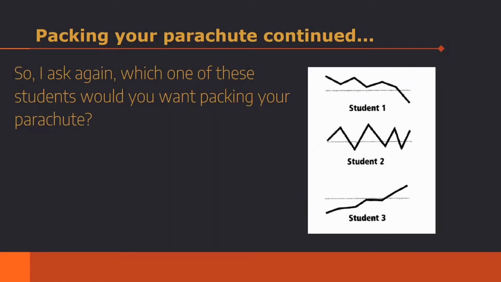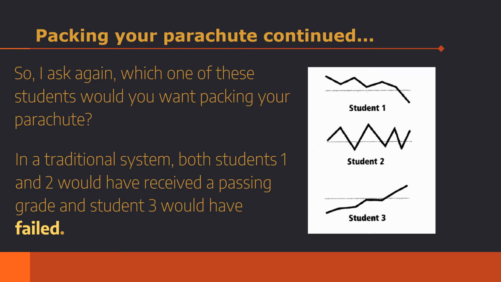So we ask again, which one of these students would you want packing your parachute? Student 1, student 2, or student 3? Most people will say student 3. But here's the kicker. In a traditional system of grading, both student 1 and student 2 would have received a passing grade, and student 3 would have failed the course.